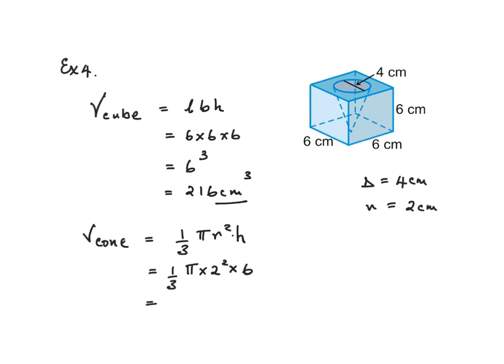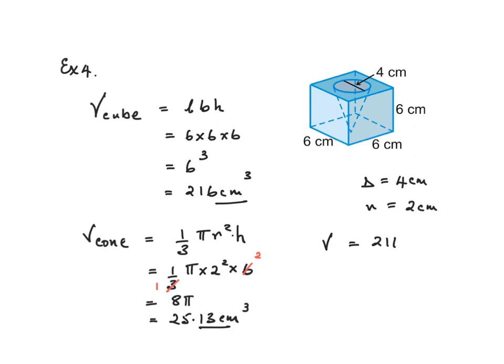Now, what can we do without a calculator? 1/3 of 6 is 2. Let me just do some of these calculations. So 3 goes into itself once and into 6 twice. 2 squared is 4, times 2 is 8, so I have 8 pi. Which gives us 25.13 centimetres cubed.